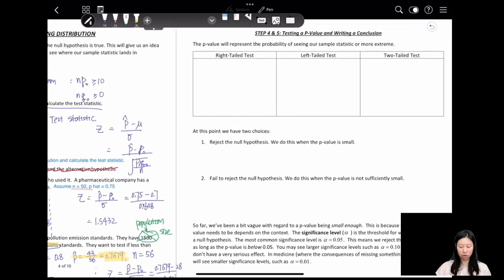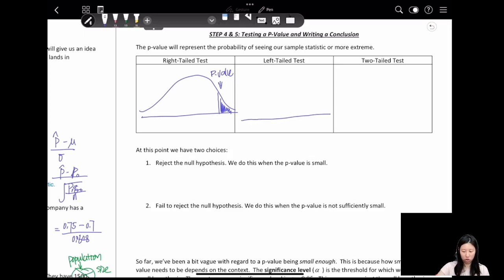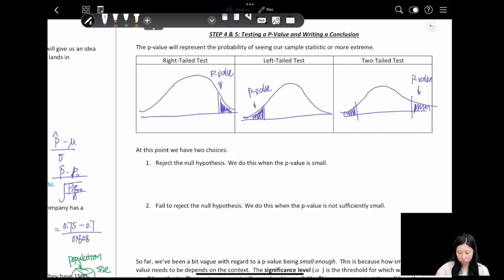Okay, so let's do some review. In our first example, we have a right-tailed test, so the p-value is on the right side. The second test is the car emission standard test, where the p-value is on the left side, with keywords such as less than, decrease, and smaller. And a two-tailed test is when we have keywords such as different. We need to times the p-value by 2.